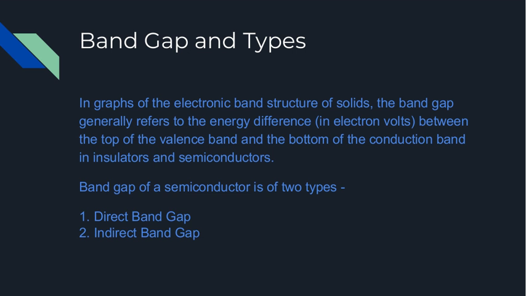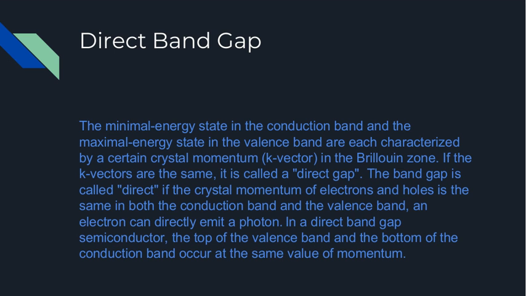First, let us see the concept of crystal momentum or K vector. The minimal energy state in the conduction band and the maximal energy state in the valence band are characterized by the crystal momentum K vector, where crystal momentum equals h cross k, where h cross equals h by 2 pi, and h is Planck's constant.